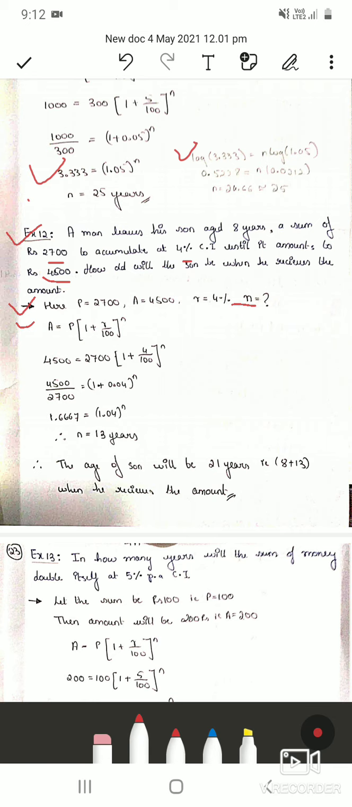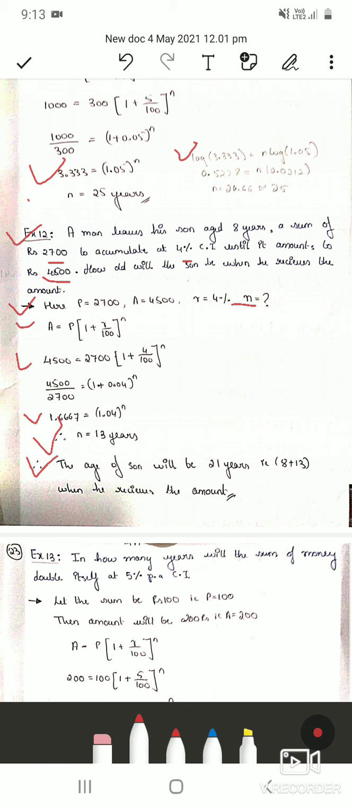So we'll substitute the given values. It is 4500 equal to 2700 into 1 plus 4 by 100 whole raised to n. So it will be 1.667 equal to 1.04 whole raised to n. So here again use logarithms, find out the value of n. So n is 13 years.